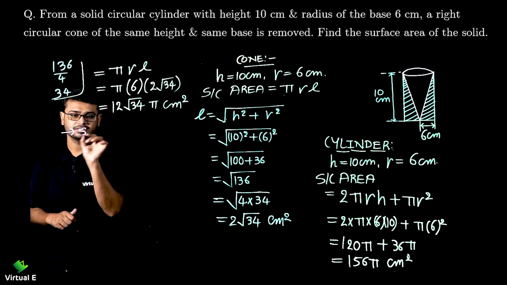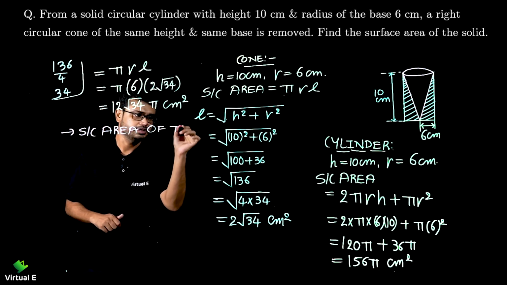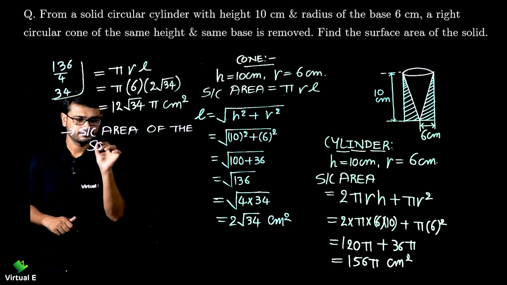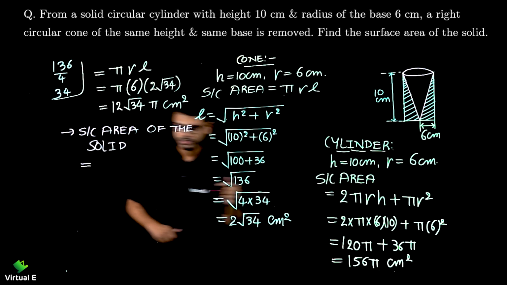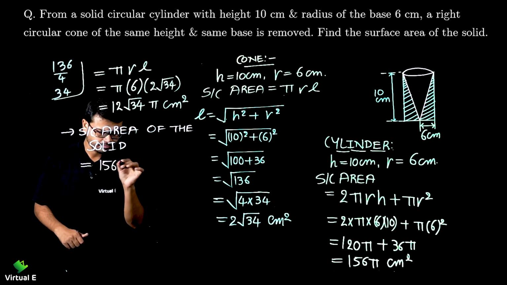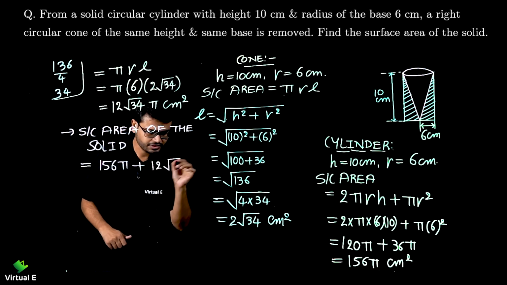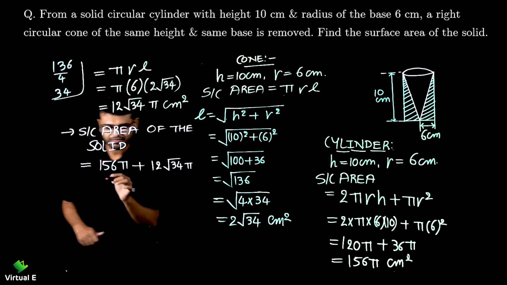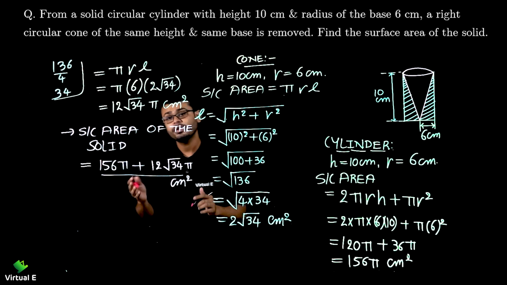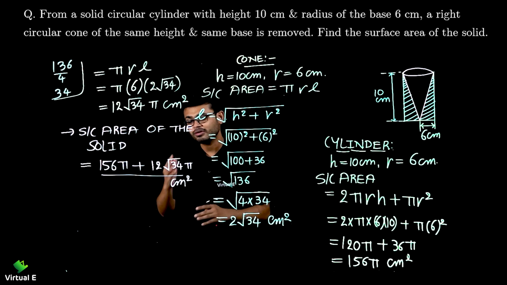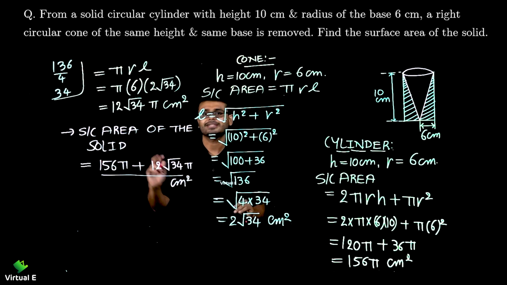So let's give the title: surface area of the solid is equal to, I'm going to add the surface area of the cylinder, which is 156 pi, plus here 12 square root of 34 pi. That's my final answer. And don't forget the unit, centimeter square. Why am I not doing any kind of addition over here? Because you know that square root of 34 is an irrational number. It's not possible to do addition, so keep it as it is. That's our final answer.